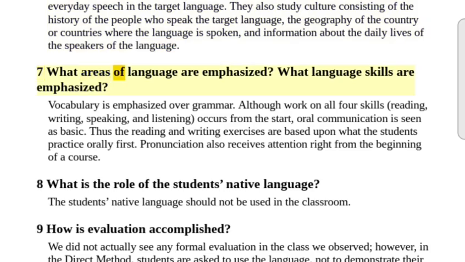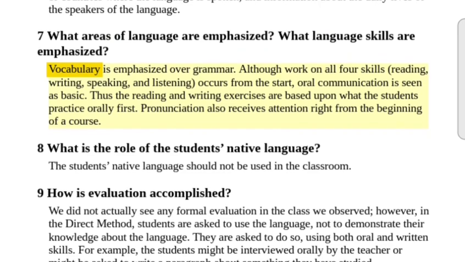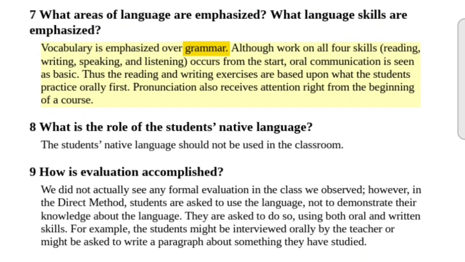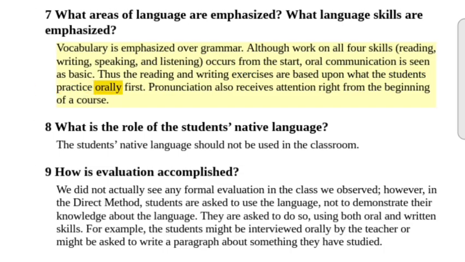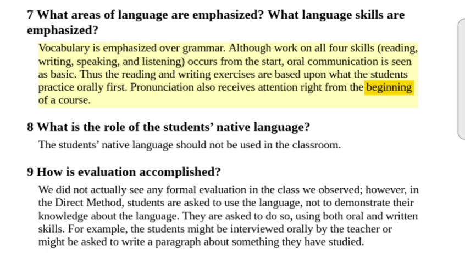7. What areas of language are emphasized? What language skills are emphasized? Vocabulary is emphasized over grammar. Although work on all 4 skills, reading, writing, speaking, and listening, occurs from the start, oral communication is seen as basic. Thus the reading and writing exercises are based upon what the students practice orally first. Pronunciation also receives attention right from the beginning of a course.